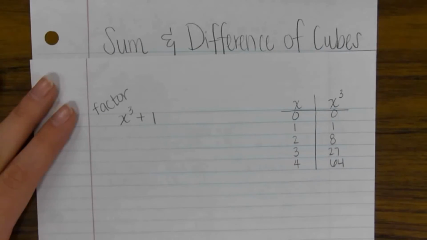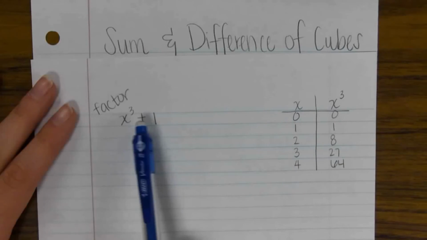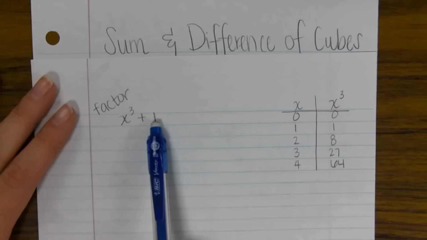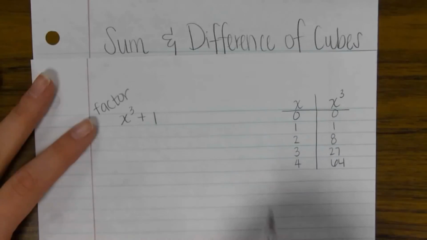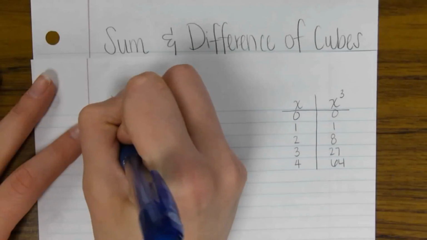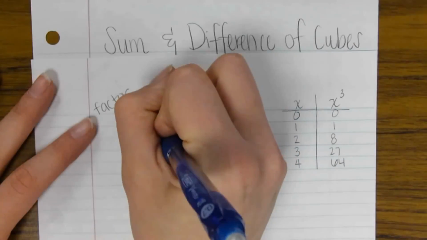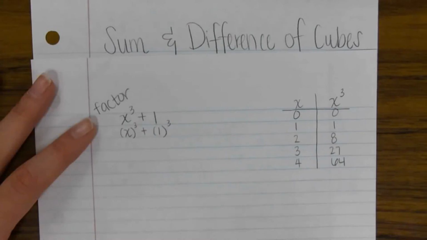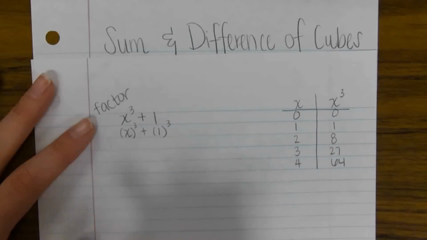In this problem, we're going to factor x cubed plus 1. So you might look at this problem and think, where do I start? But remember, if you have two perfect cubes, you're going to use the sum or difference of cubes formula. So here, can I rewrite this as two perfect cubes? Well, we have x cubed plus 1 cubed. That tells me right off the bat that I can use either the sum or the difference of cubes.